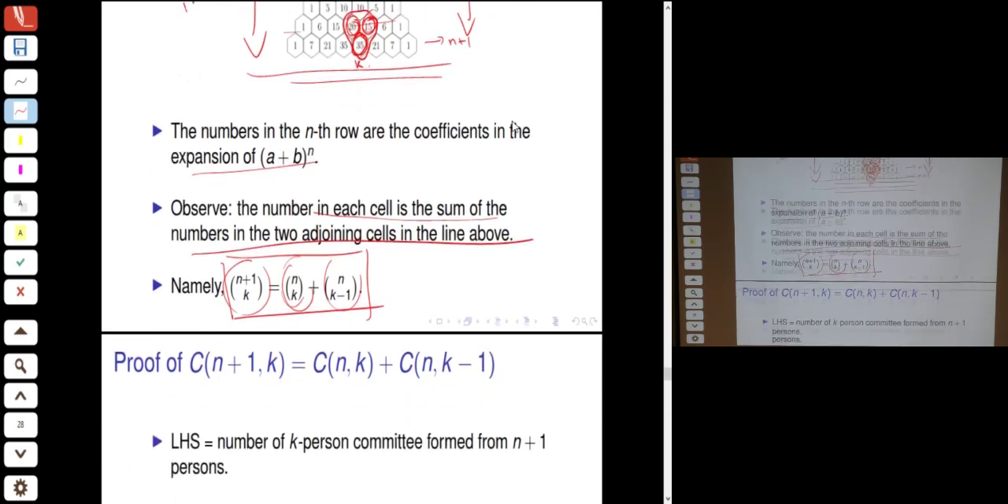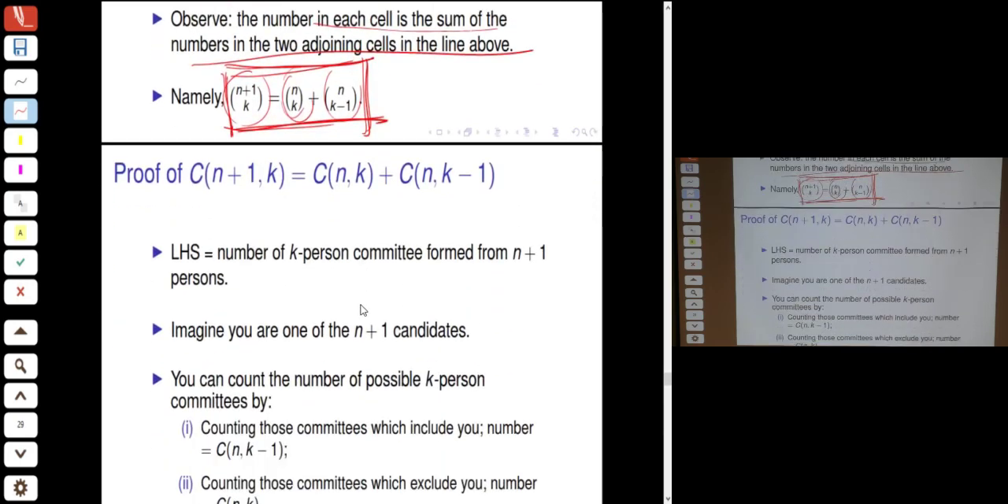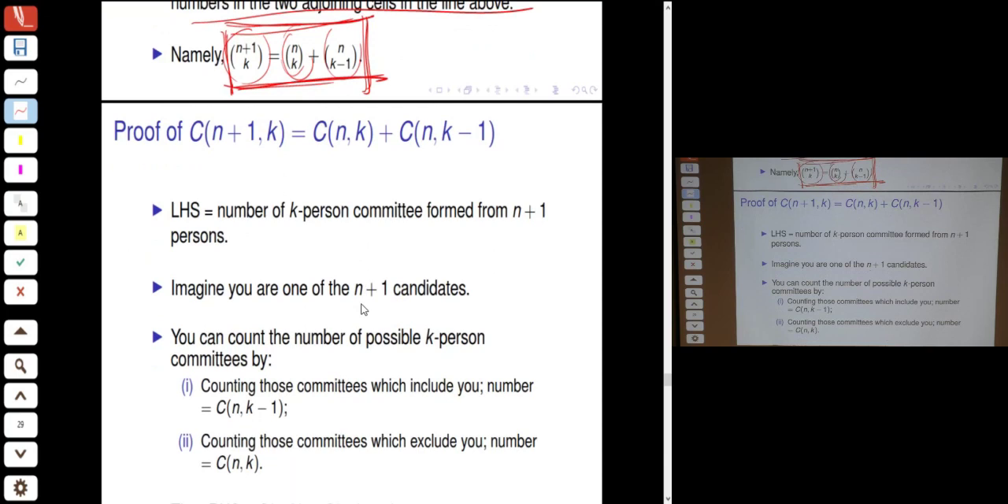Even if you forget the picture of Pascal's triangle, motivated by it, it is reasonable to consider this kind of identity involving binomial coefficients, and we will use a simple counting argument to prove this identity. So how do we do that? That's another example of a counting argument, and in the next slide we will come to a non-counting argument also. So we will prove this identity.